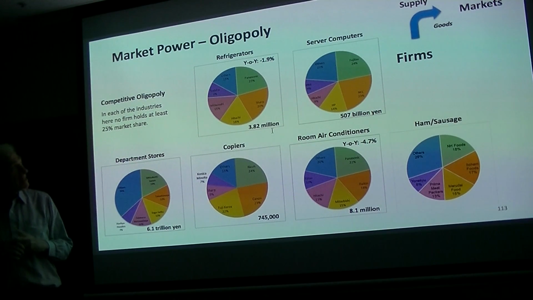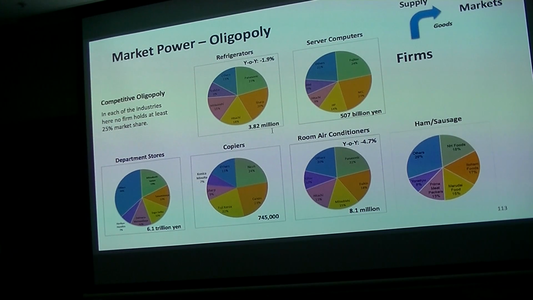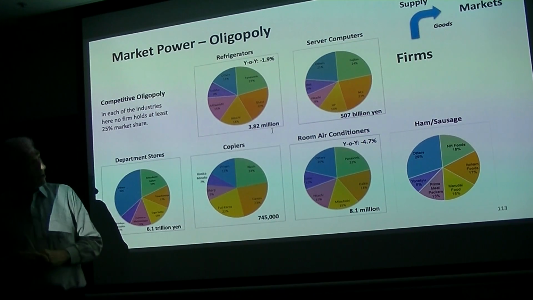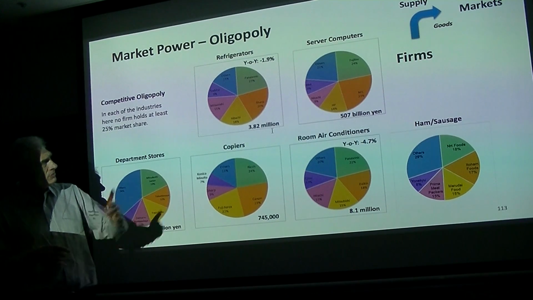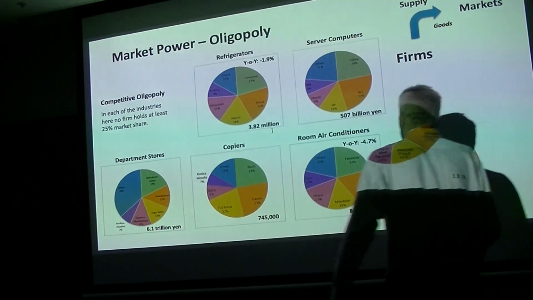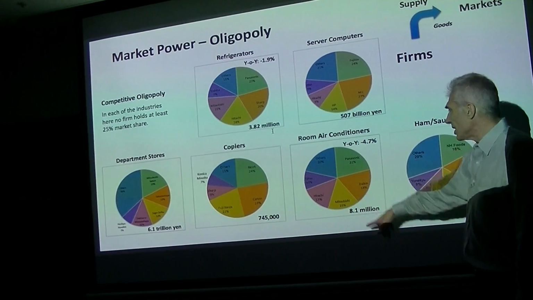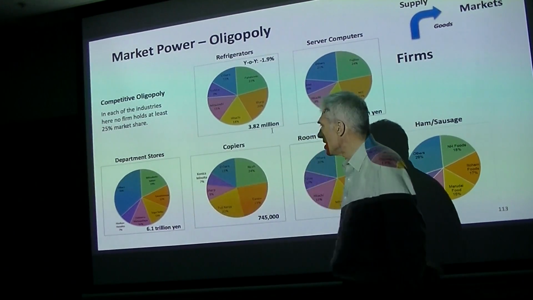23, 20, 18, 15, 9. That's very, very competitive. It's certainly an oligopoly, there are only a few firms, but very competitive. Again, probably quite thin margins. It would be interesting to see server computers. That's probably a shrinking market. Ham and sausage, and these are again all very competitive. Look at how competitive all of these industries are.